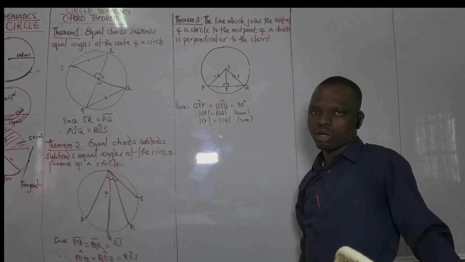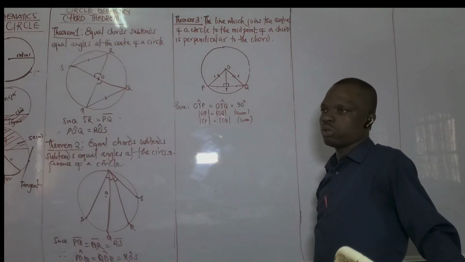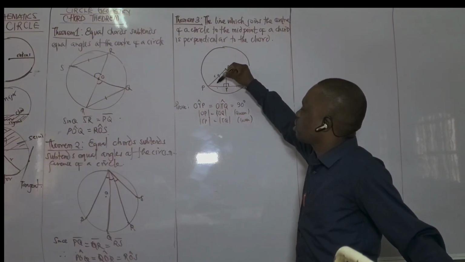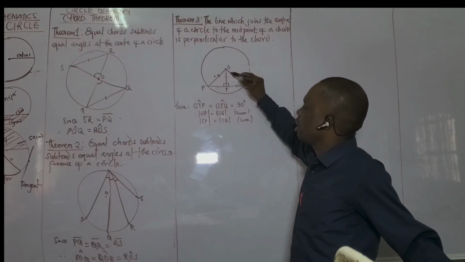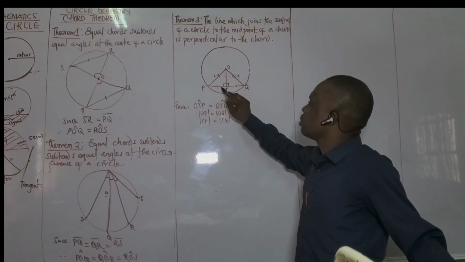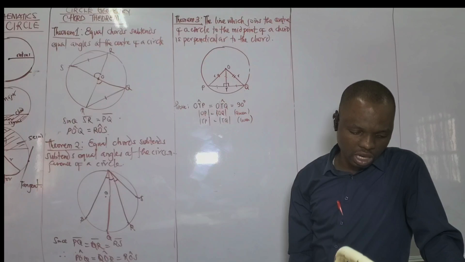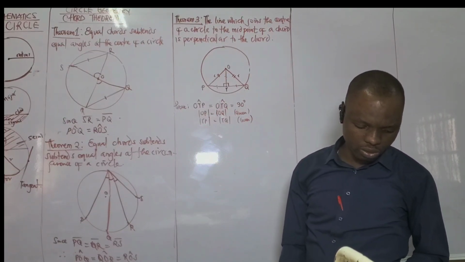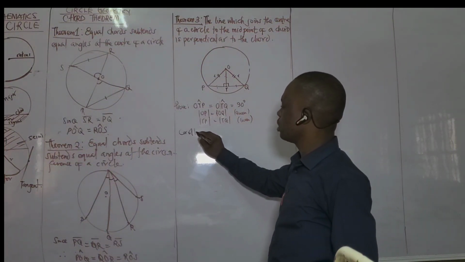So these triangles have the same sides, same angles, same shape. If this side is equal to this side, and this side is equal to this side, it means this angle is equal to this angle. Therefore, this angle is also equal to this angle. So what we're going to do now is another corollary.